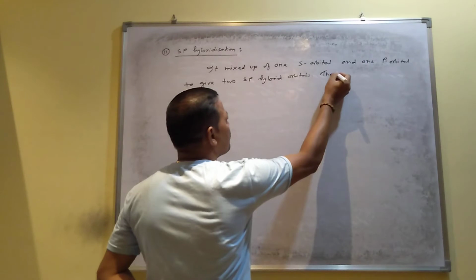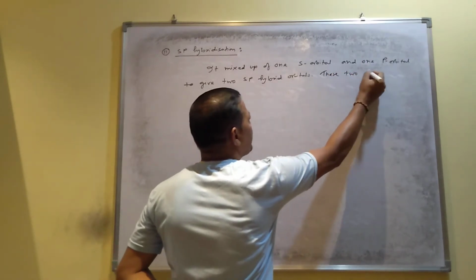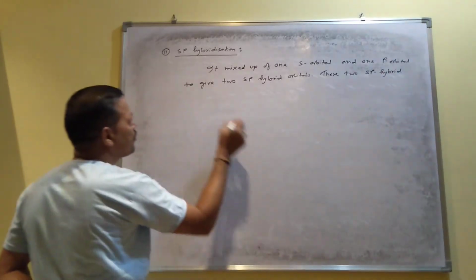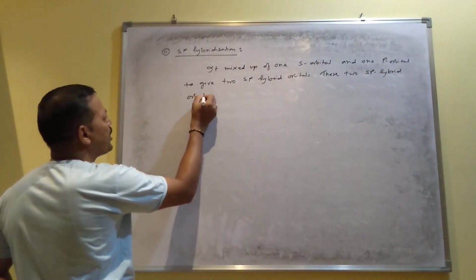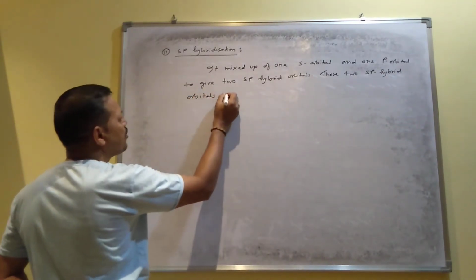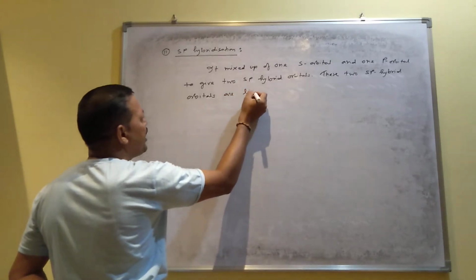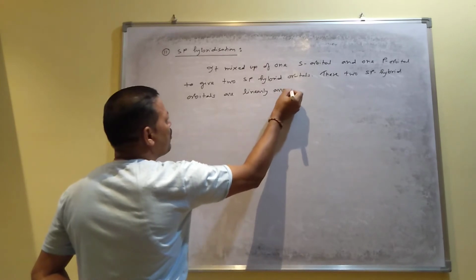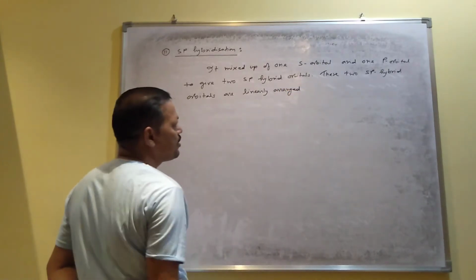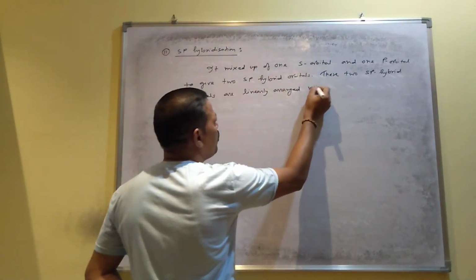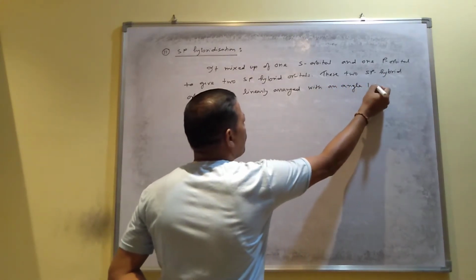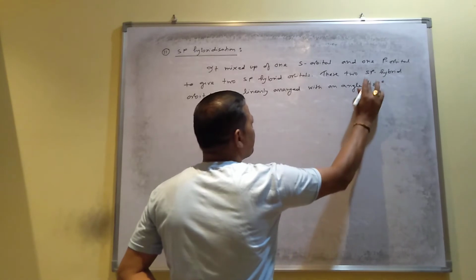These two sp hybrid orbitals are linearly arranged with an angle of 180 degrees.